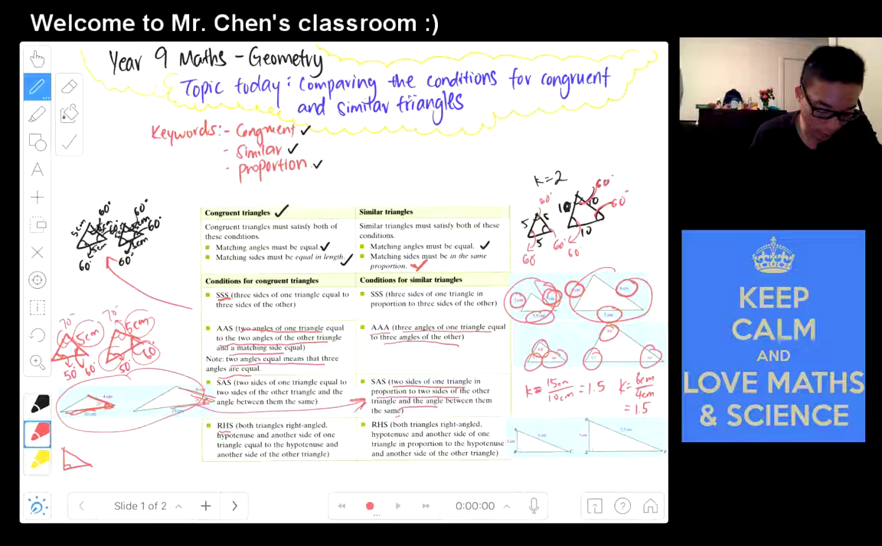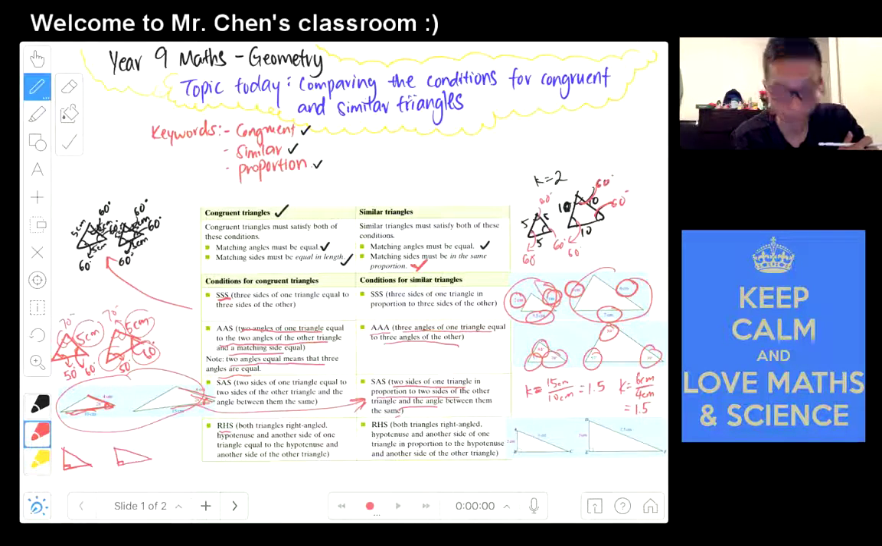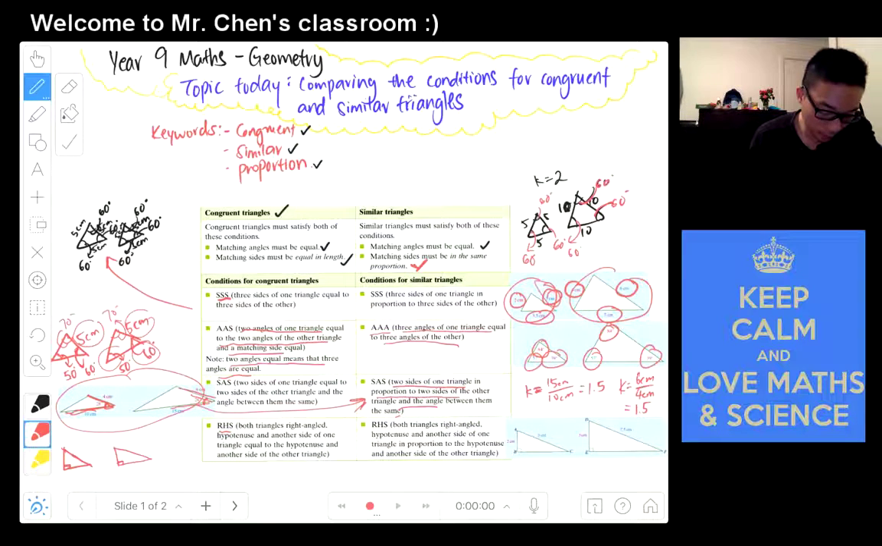So we have two right angle triangles. The reason why you know it is a right angle is because it has a 90 degree angle. And the hypotenuse, we know the hypotenuse is the longest side, which is that one. So in order for them to be congruent, the hypotenuse needs to be the same. So if this is 10 centimeters, the other one has to be 10 centimeters.